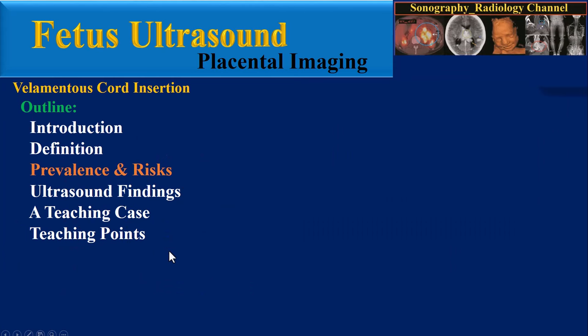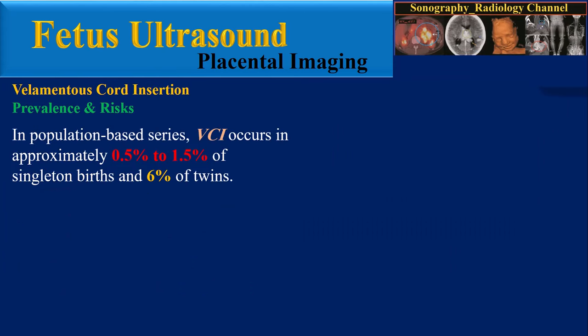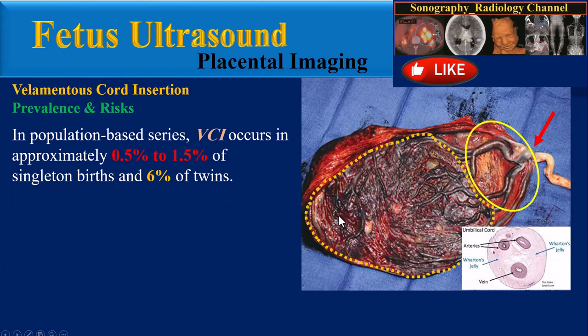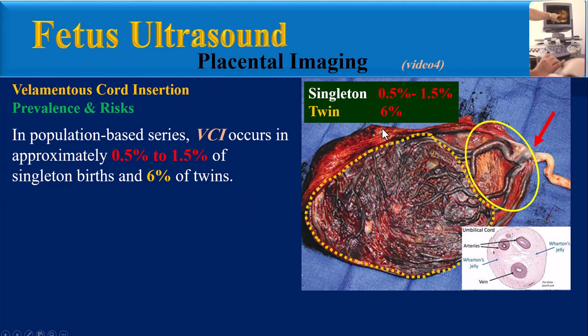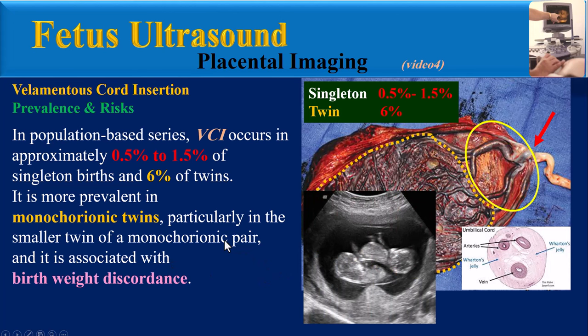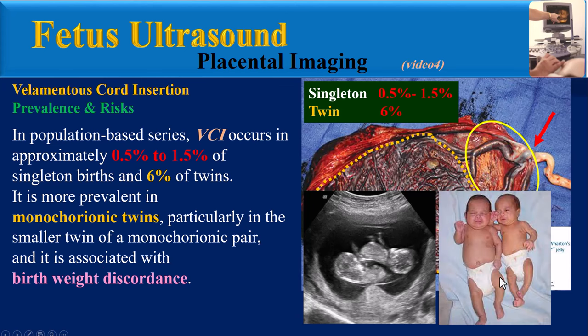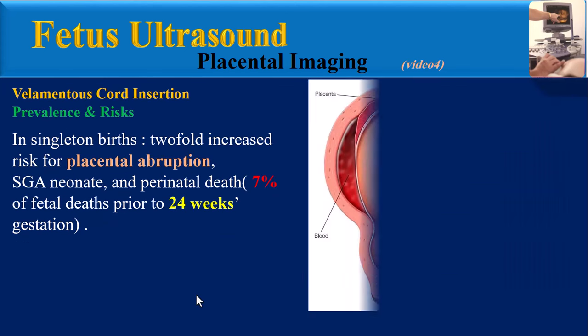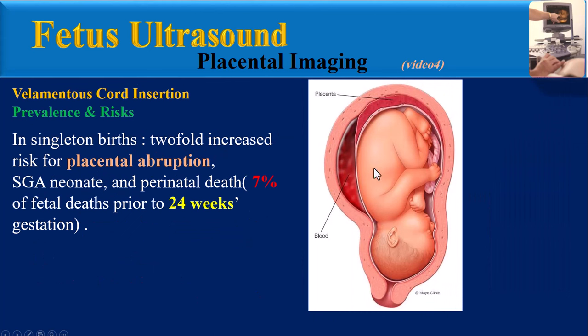Prevalence and risks. In population-based series, it occurs in approximately 0.5 to 1.5% of singleton births and 6% of twins. It's more prevalent in monochorionic twins, particularly in a smaller twin of a monochorionic pair, and it's associated with birth weight discordance. In singleton births, a two-fold increased risk for placental abruption, SGA neonate, and prenatal death were reported.